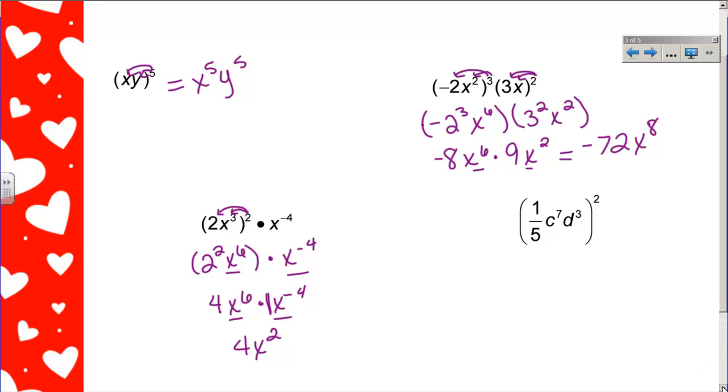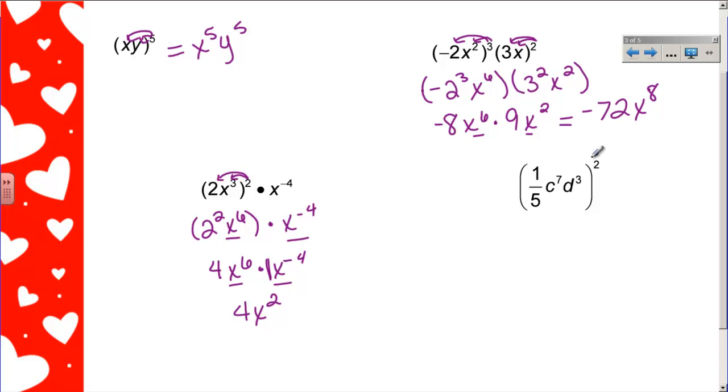So last example for this one, I've got to take this 2, and it has to be distributed to everything. Okay, so I end up with 1/5 squared. I'm going to put it in parentheses because I got to square all of 1/5, not just part of 1/5. Then I have to multiply these exponents. So this becomes c to the 14th, and this becomes d to the 6th.